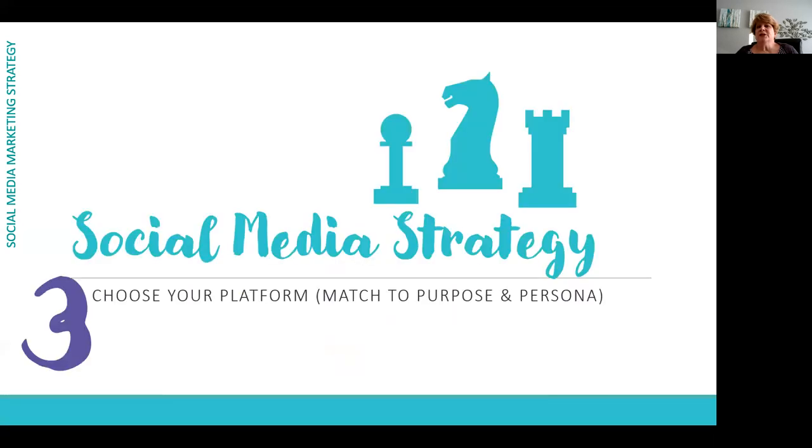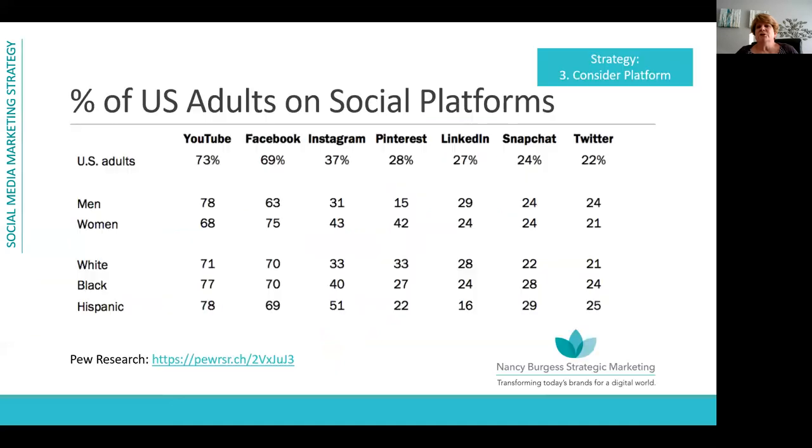Number 3 is to choose your platform wisely. And this is really important. A lot of people try to be everything to everyone, and especially small businesses really don't have the bandwidth to do that. So choose your social media channel wisely. For example, the great majority of US adults are on Facebook or YouTube. Actually, YouTube has surpassed Facebook in how many people are on its channel. That's because videos have become so popular, but also a lot of TV programs and movies are on there. So you have some pretty stiff competition there.